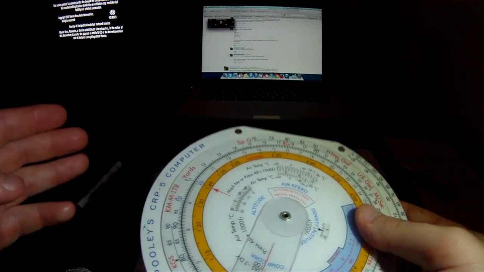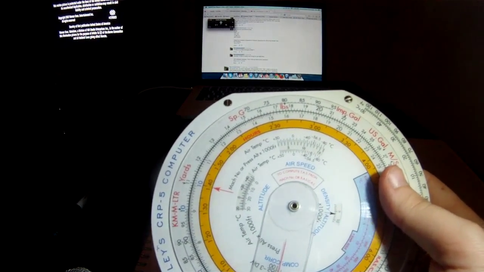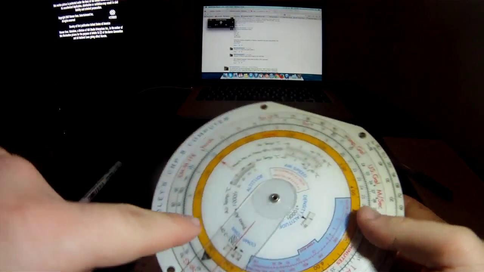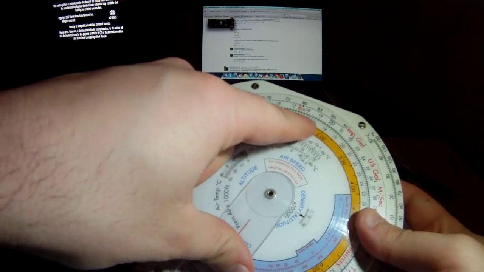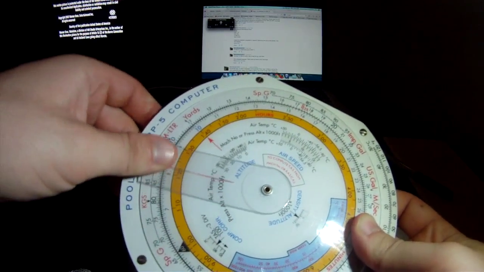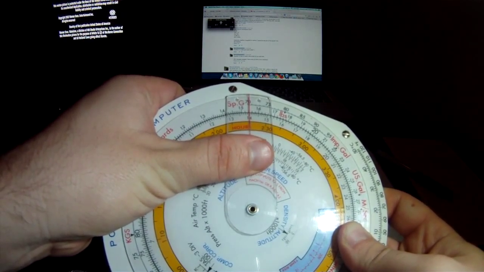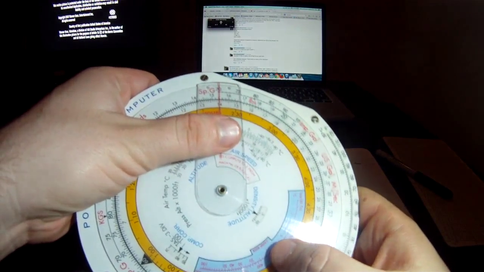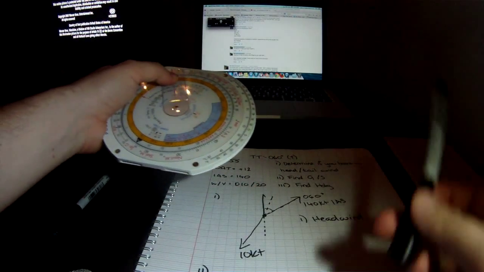Now that we've done that, we've set up the conditions outside to be able to calculate what the true airspeed is. The inside of the rule is going to be our indicated airspeed, and the outside of the rule is going to be our true airspeed. So we're going to find a 14 on the inside that represents 140 knots indicated, as we've got here. And we're going to look on the outside, and we find that our true airspeed is 154 knots.